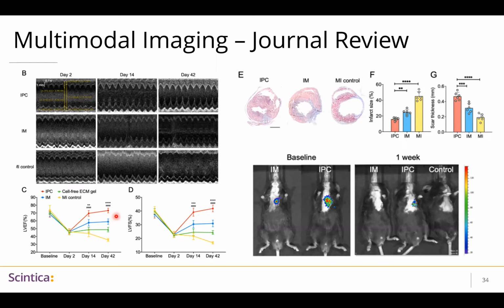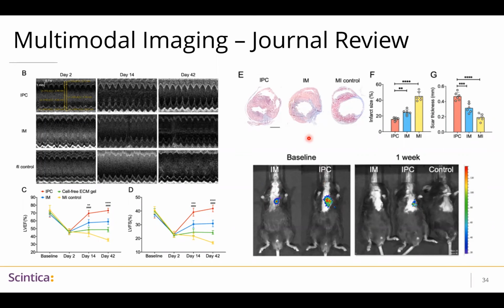They then wanted to take a look at the retention of the cells in that area with the different injections. And so they used fluorescence imaging, and they saw approximately 10 times better retention of the cells with the IPC injection compared to the IM injection, and that lasted out to 1 week post-injection as well. They also used immunohistochemistry. Those results aren't shown here, but they found better cell proliferation, less apoptosis, and better vascular regeneration in the infarct area of the IPC injected animals.